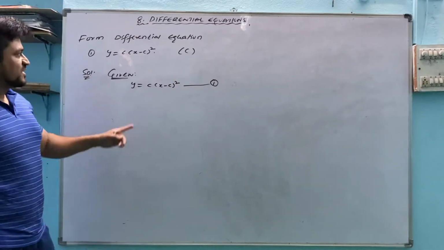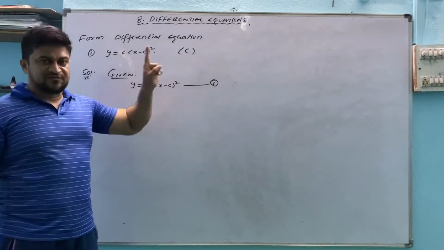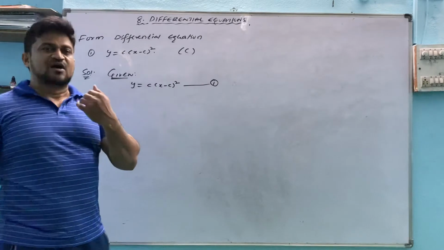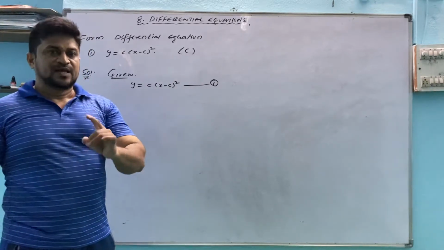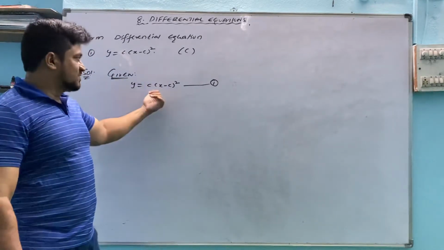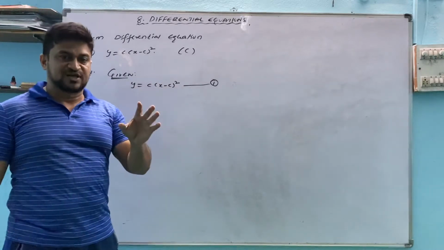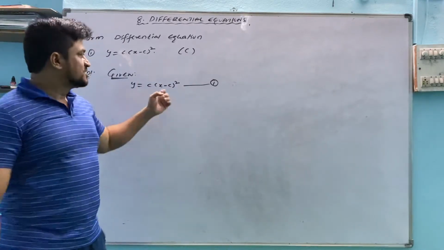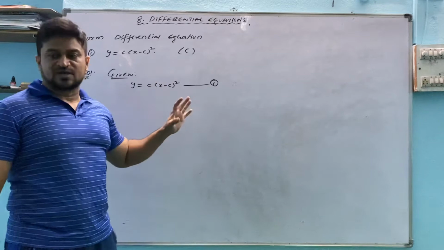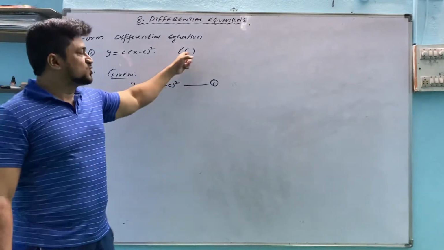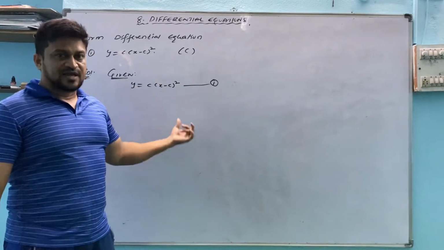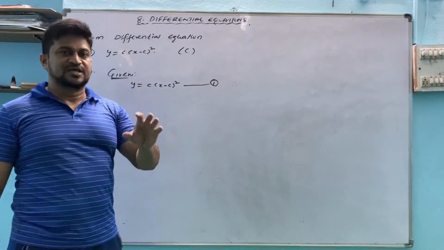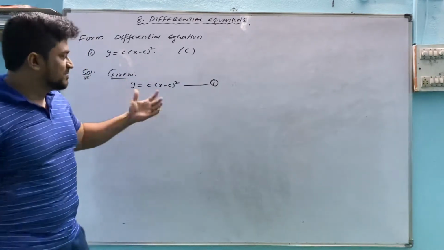If one constant is there, we differentiate only one time. After differentiating it one time, you can substitute the value into the equation and remove c. That means after differentiating, find the value of c, substitute in equation 1 and free the equation of c. This c should not be there at the end, and dy by dx should be there in the equation, so that it becomes a differential equation.